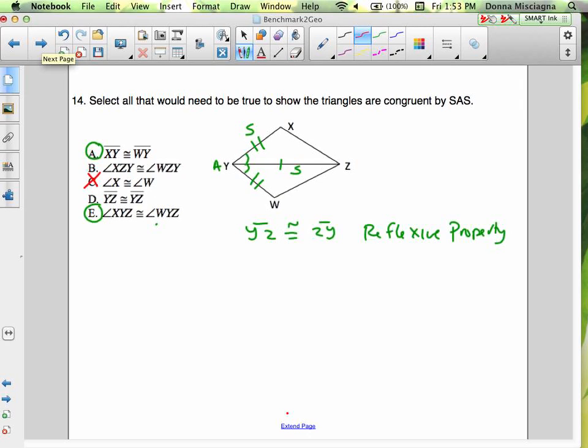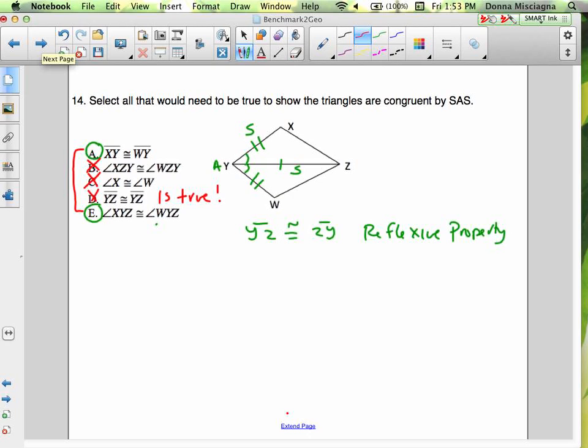YZ congruent to YZ. We already know that. We don't need to know that to be true. It is true, right? It says select all that would need to be true. Well, this is true. That is sloppy. That is not much better, but it is true. And then the other angle, XZY, that doesn't help us. We don't have another side to go with it. All right? So this would be the answer because only that combination works.